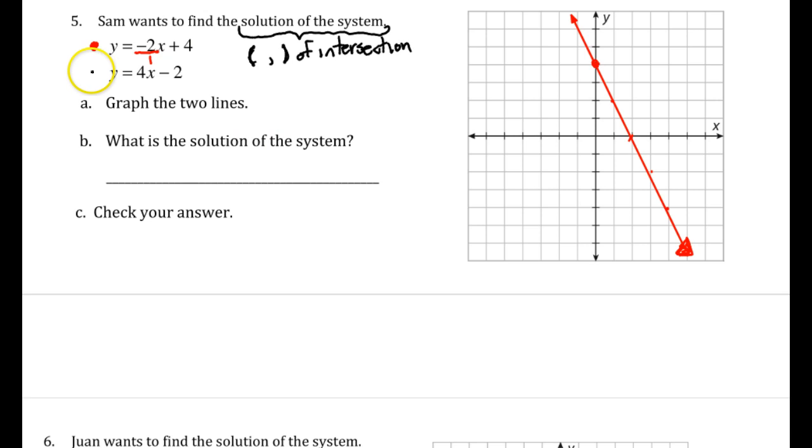Okay. And right here, -2. And then up 4, right 1. There we can see where they intersect. Alright, so there's our solution. 1, 2.